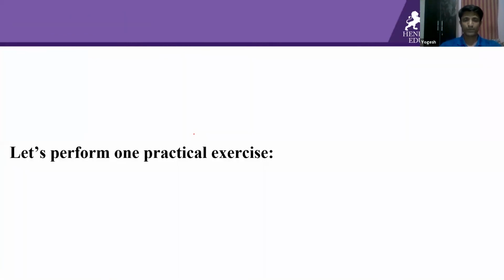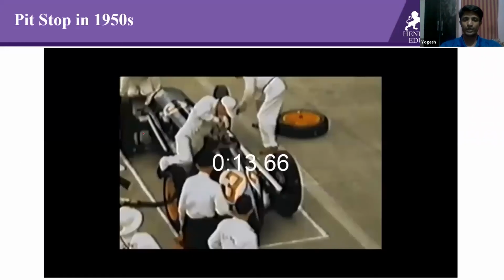Now let's perform one practical exercise, a quick exercise, just to give you the idea of how this is actually done, right? What we do here is we will use the same video of the 1950s pit stop. Why do we use the same video? Because firstly, I don't have any video from a real-life changeover, and this is the ideal case scenario, because it is already converted from 1 minute to 2 seconds. Now what we need to do is just go through the process. We don't have to come up with ideas right now, right? Because we are not area experts, we are not subject matter experts.